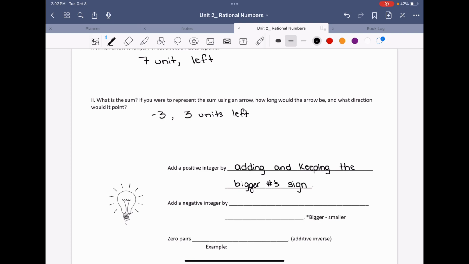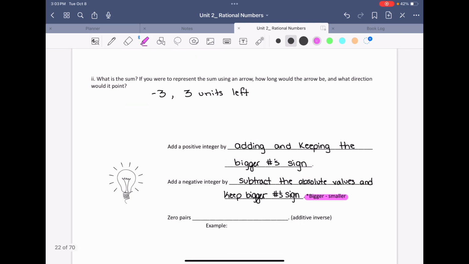When we add a negative integer, we're going to be subtracting, or subtract the absolute values of the numbers. And we're going to keep the bigger sign. Remember, you're always going to be doing the bigger value minus the smaller value when you subtract the absolute values.